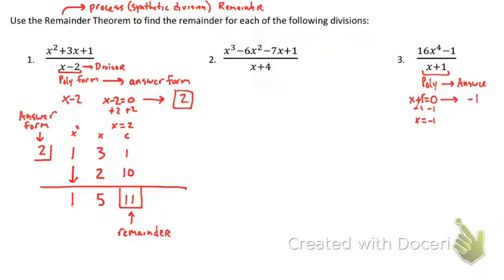So let's set this up. We're going to use synthetic division because I really want to find my remainder. Okay? So again, just like we did before, answer form goes here, of the guy that's doing the dividing. So x plus 1 is doing the dividing, but we want the answer form. So it's negative 1.